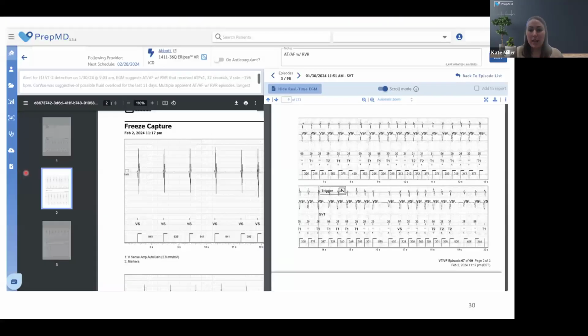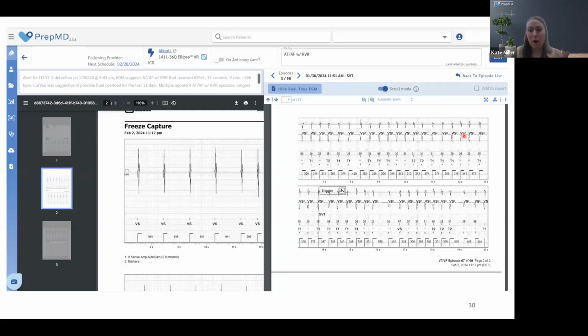And sometimes that can be kind of challenging, to pull up previous episodes or to look at the presenting rhythm. So I just wanted to throw the screenshot in here of our remote monitoring software, which has a pretty awesome feature that allows you to do that with limited clicks, really just one click. You can see on the right-hand side of the screen is an episode that we're trying to analyze.